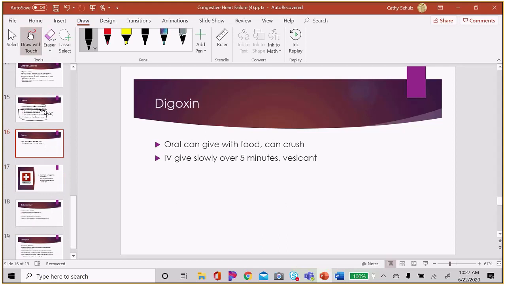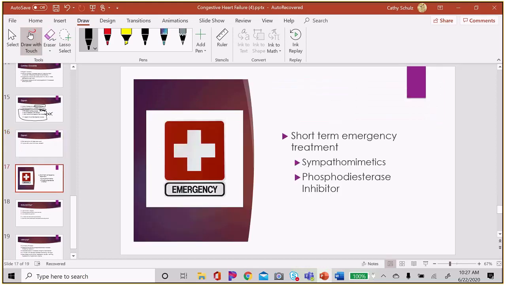So that is the main medications for heart failure. Antihypertensives, we've already talked about those last class. In general, lisinopril is the top choice. Diuretics, in general, furosemide is the top choice. And then for contractility, it's digoxin.